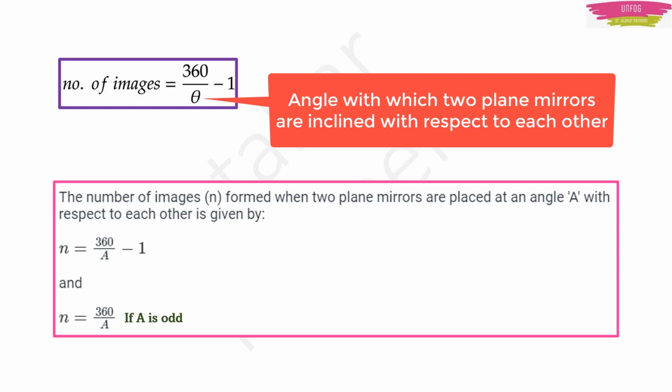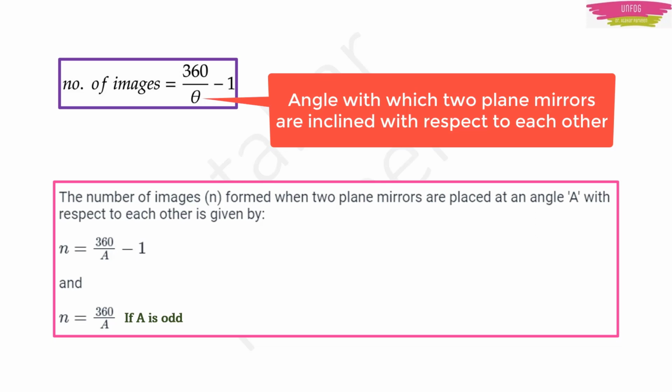First condition, if the angle is even. Second condition, if the angle is odd. Third condition, if they are giving you the number of images and telling you to find the angle between the plane mirrors. Means when you don't know whether the angle is odd or even, you will come to know only after you find it. In that situation also you have to use the first formula. I will show you the examples.